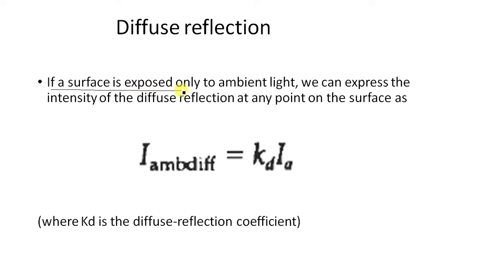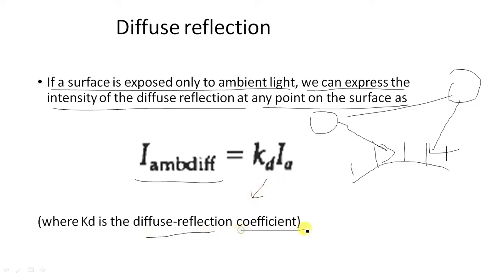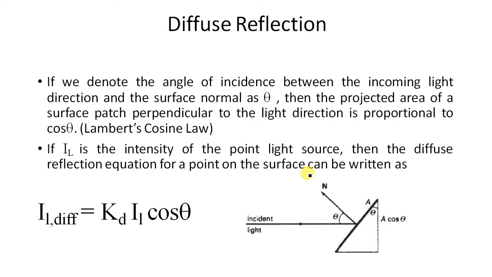If a surface is exposed only to ambient light, it means this surface did not receive light from a light source directly, but it receives light from other objects. This is called ambient light. So for ambient light, we can express the intensity of diffuse reflection at any point of the surface as I ambient diffuse equals kd times Ia, where kd is the diffuse reflection coefficient and Ia is the intensity of ambient light.